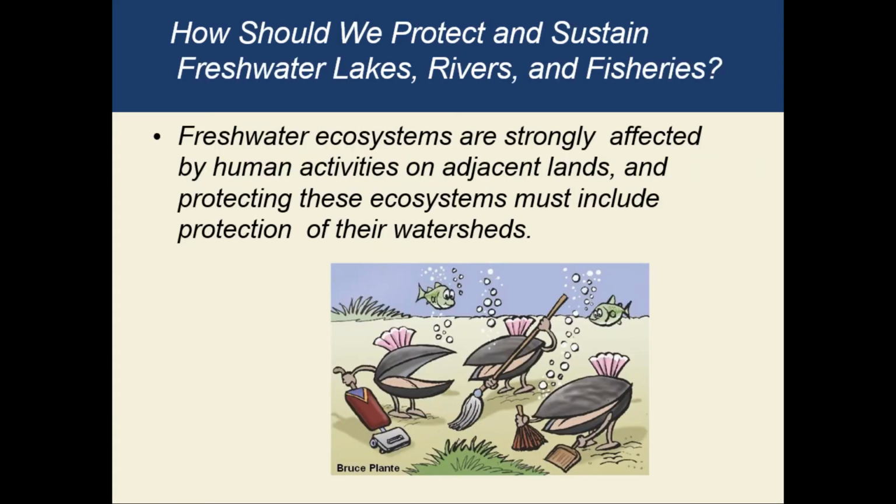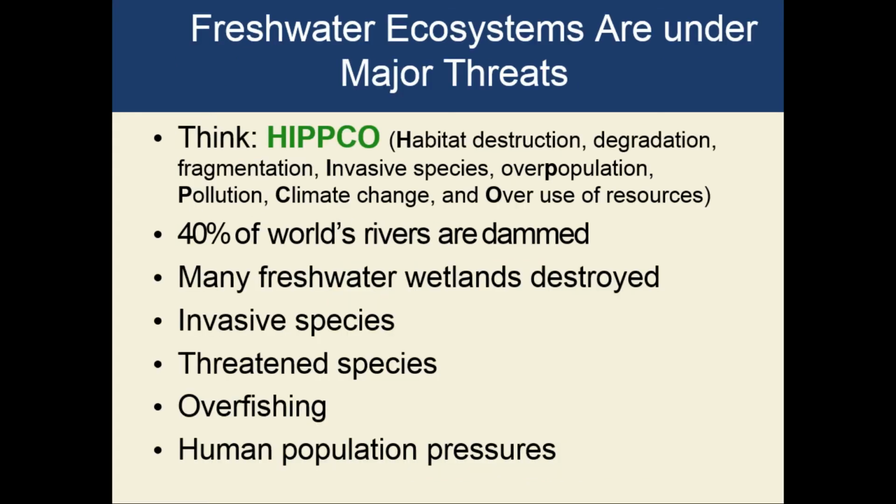How should we protect and sustain freshwater lakes, rivers, and fisheries? Freshwater ecosystems are strongly affected by human activities on adjacent land, and protecting this ecosystem must include the protection of their watersheds. Freshwater ecosystems are under major threats. One example of this threat is HIPCO, which stands for Habitat Destruction, Degradation, and Fragmentation, invasive species, overpopulation, pollution, climate change, and the overuse of resources.